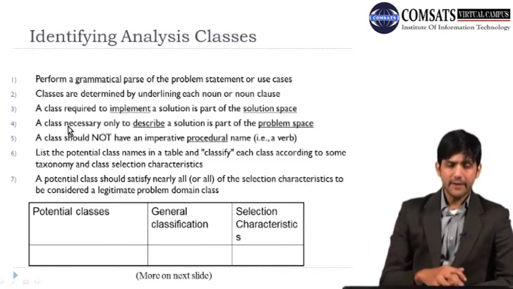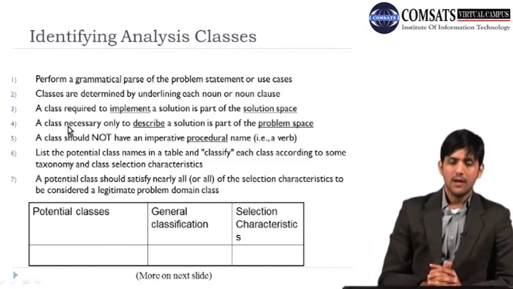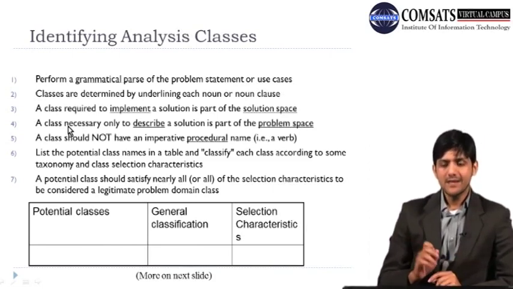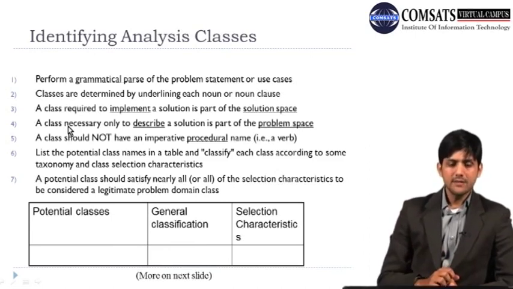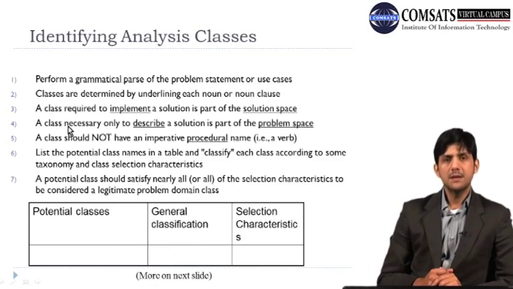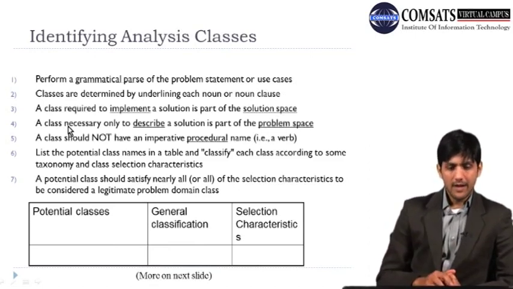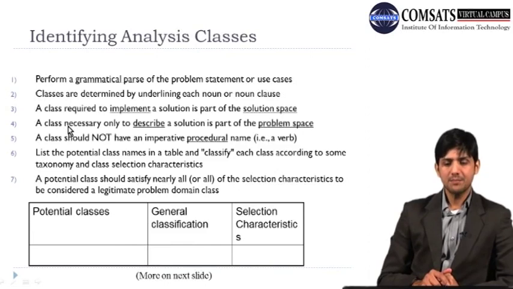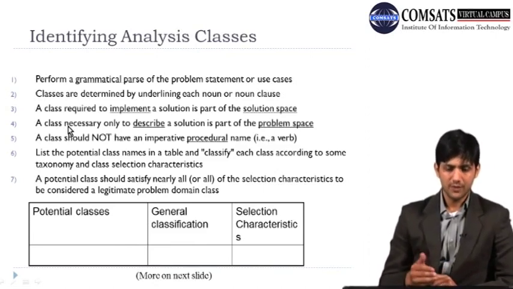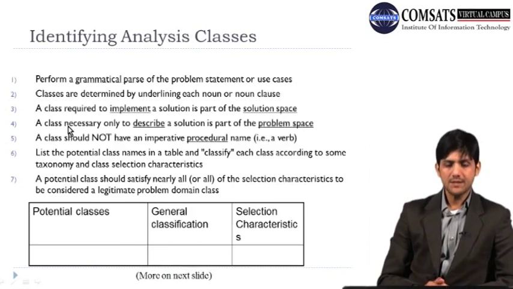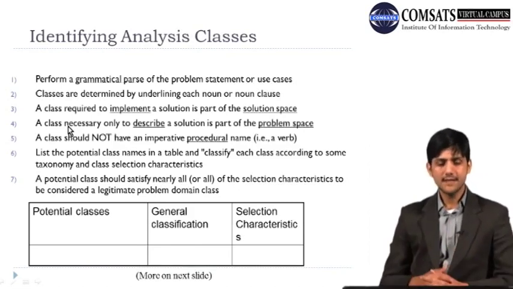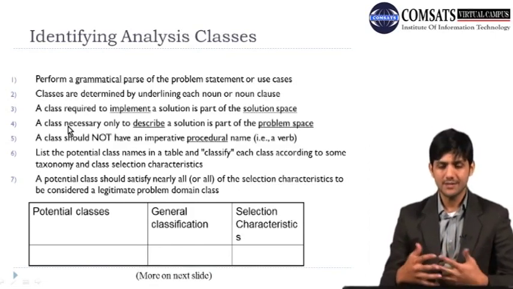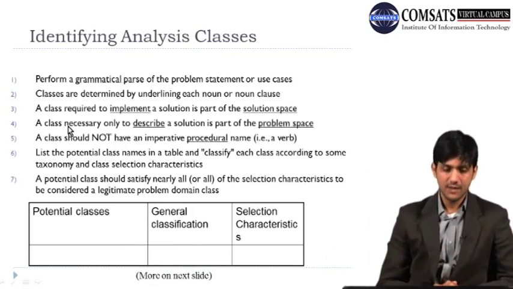So let's look at these in a stepwise fashion. We perform a grammatical parse of the problem statement or the use cases. Classes are determined by underlining each noun or noun clause. A class required to implement a solution is part of the solution space. A class necessary only to describe a solution is part of the problem space. A class should not have an imperative procedural name, that is, a verb. List the potential class names in a table, and then classify each class according to some taxonomy and class selection characteristics, which we are going to discuss in the next few slides.